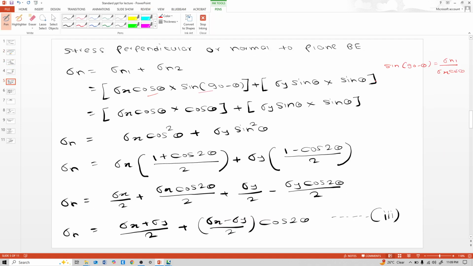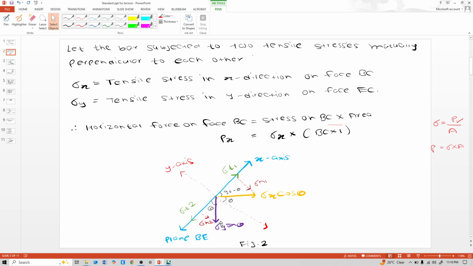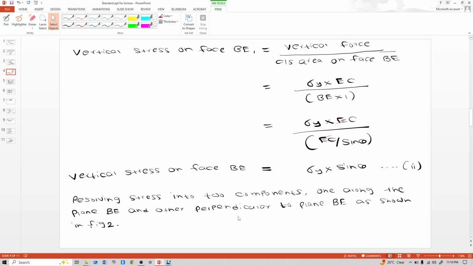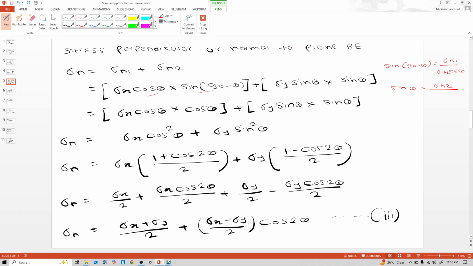So sin theta is equal to sigma n2 upon sigma y, this is sigma y sin theta. So sigma n2 is equal to sigma y sin theta multiplied by sin theta. And by solving it mathematically, sigma x cos theta, this sin 90 minus theta is cos theta, and this as it is. So sigma n is equal to sigma x cos square theta plus sigma y sin square theta.